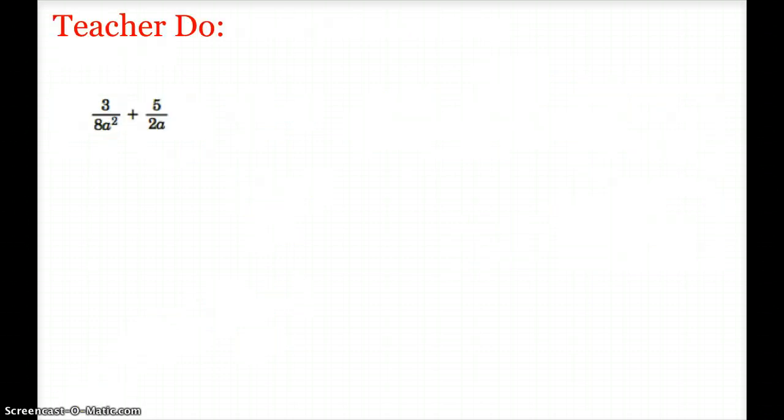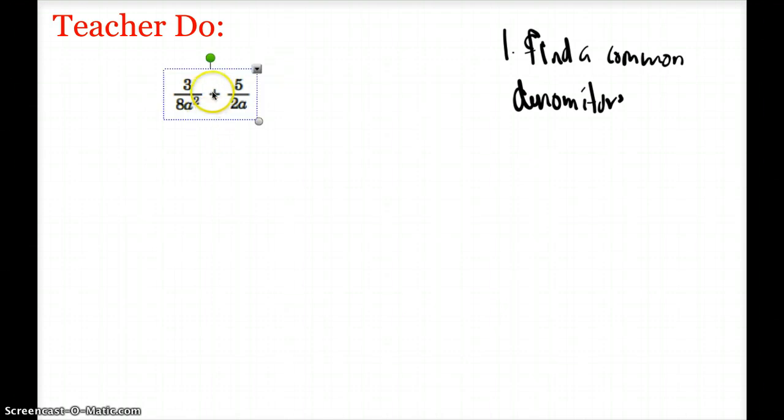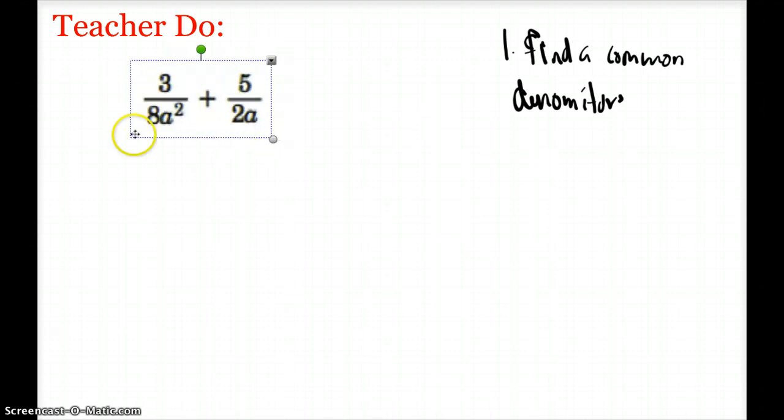Okay, teacher do number 1. Our first goal is to identify a common denominator. So we need to find a common denominator. Okay, this is the same idea as you would have with fractions. When I add these two numbers together, the denominators are the same, like they were in the last unit.